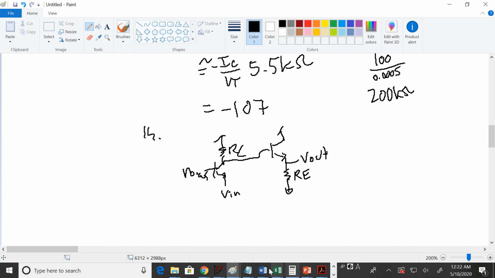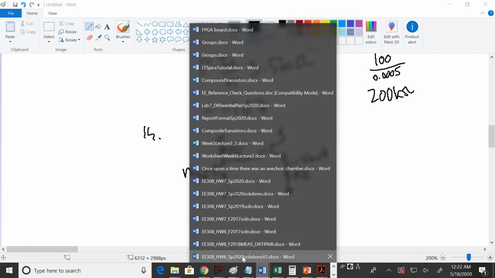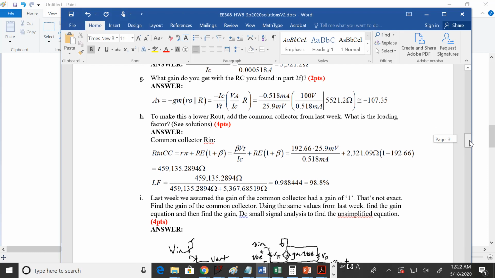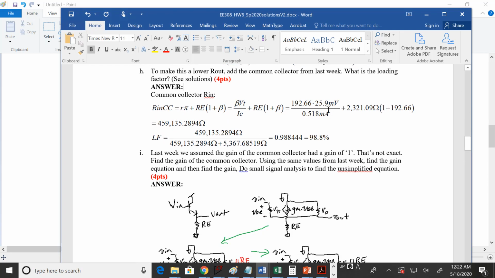And let's see, what was the question again? Okay, again, at a common collector, what's the loading factor? So for the loading factor, what you need is the Rin of the common collector, and that's shown here, the R pi plus RE times 1 plus beta. And you can figure out the values by replacing your R pi with your beta VT over IC and getting the beta from the model file.